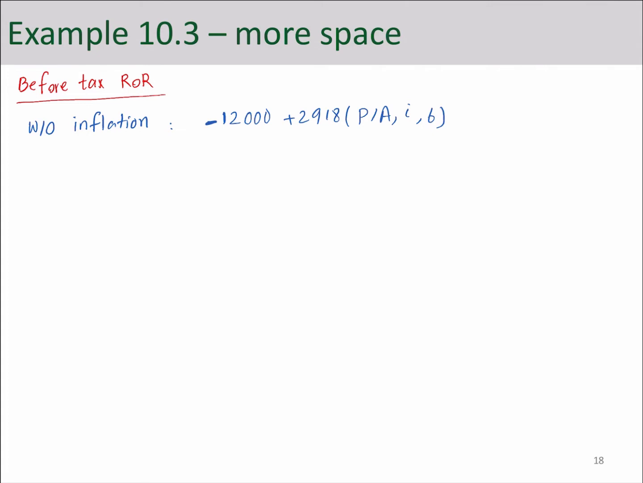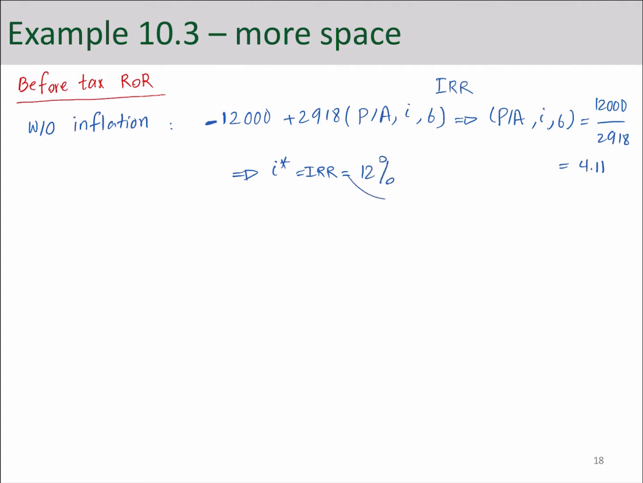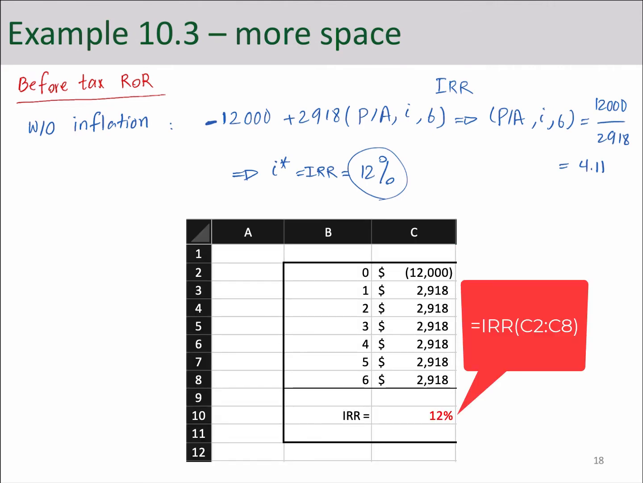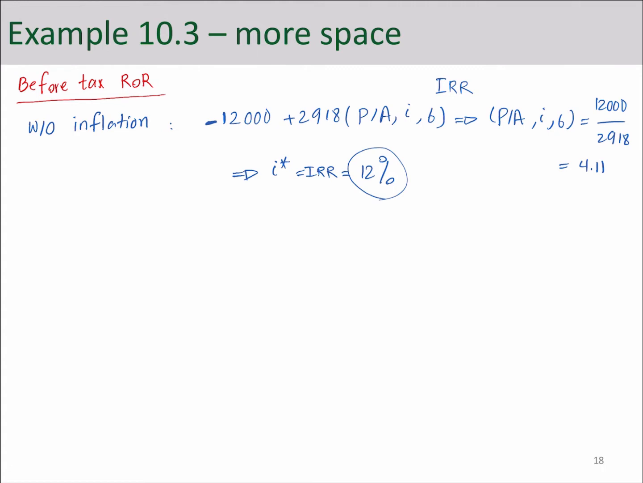If you solve this for I, which you can do either using Excel with the IRR function, or by hand using the table or the formula, you will see that 12,000 divided by 2,918 is equal to 4.11. That gives you an IRR of 12%. And you can, again, do that in Excel, as you can see on the screen. So this 12% stays the same even if you apply inflation.